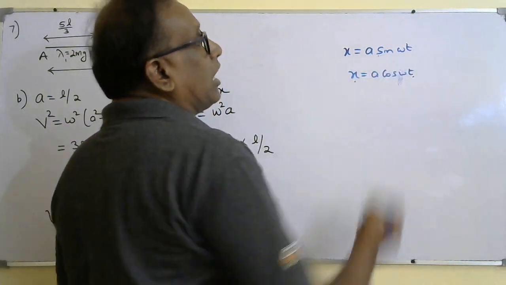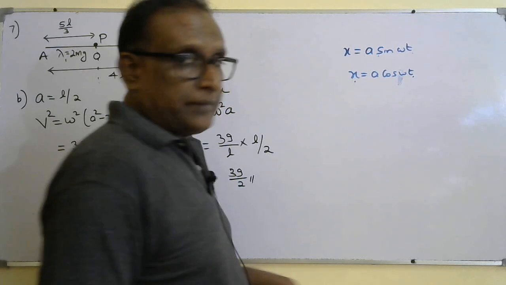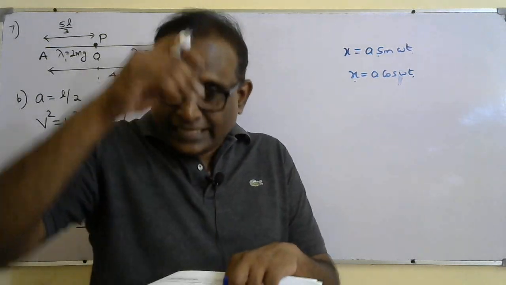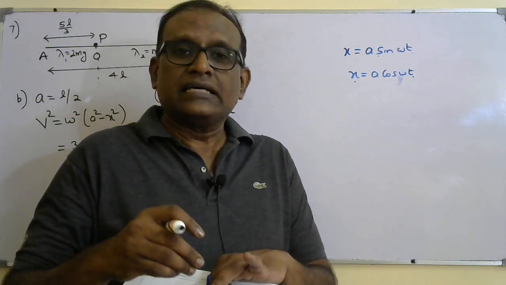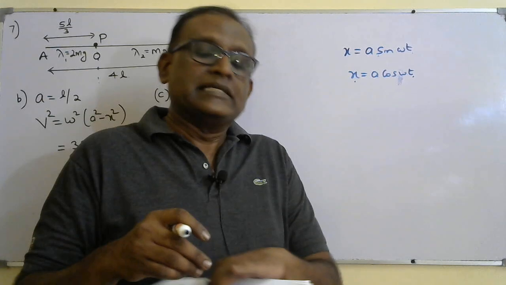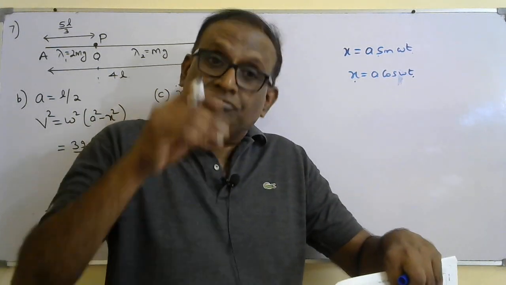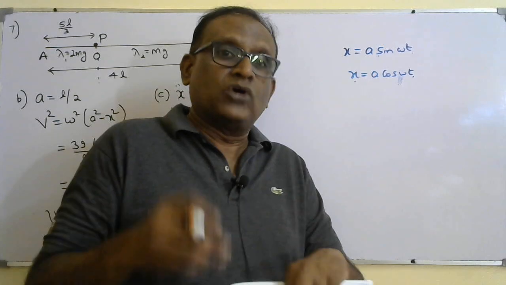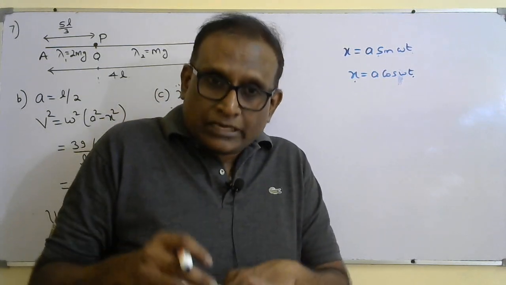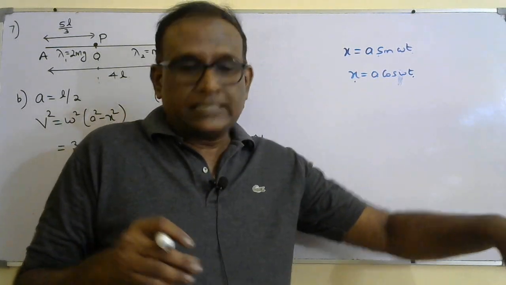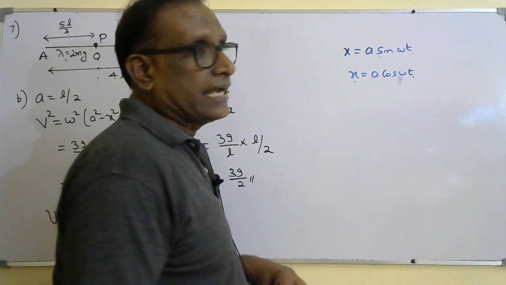This we use when t equals 0, x equals 0. That means initially the particle is at the equilibrium position, or you are going to measure the time taken for a particle to be at a particular displacement from the equilibrium position, how long it takes to move from the equilibrium position to some other position, then we use x equals a sine omega t.